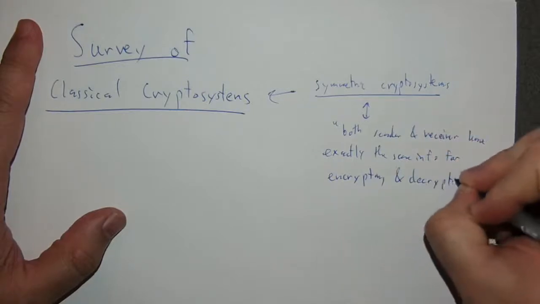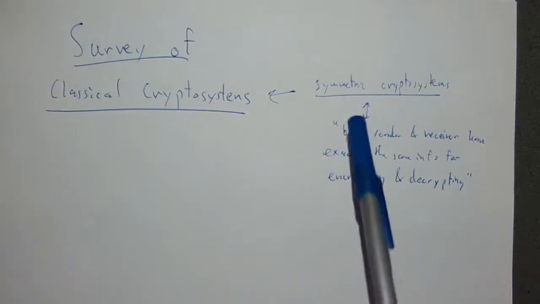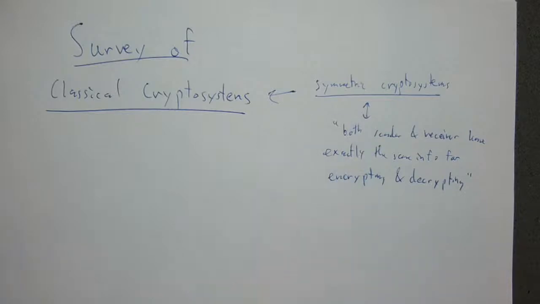Now that is nice in one way. It's nice in that a lot of these algorithms are very simple, and I don't have to think too hard about the info one way or the other. But there's a good reason why there's a problem here, and why we're going to talk about asymmetric cryptosystems later.